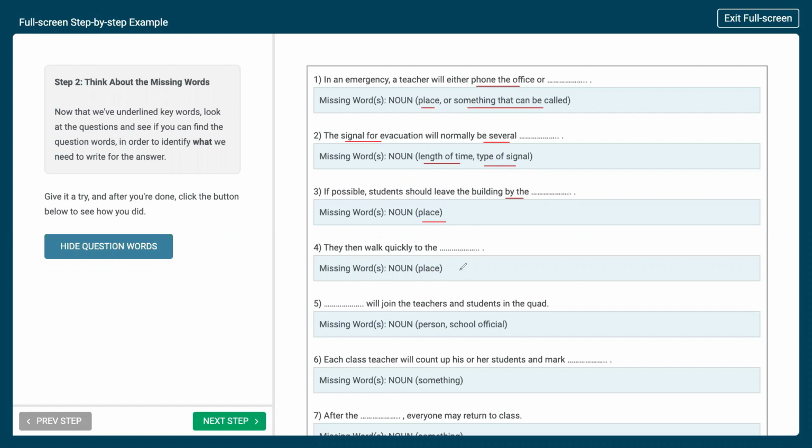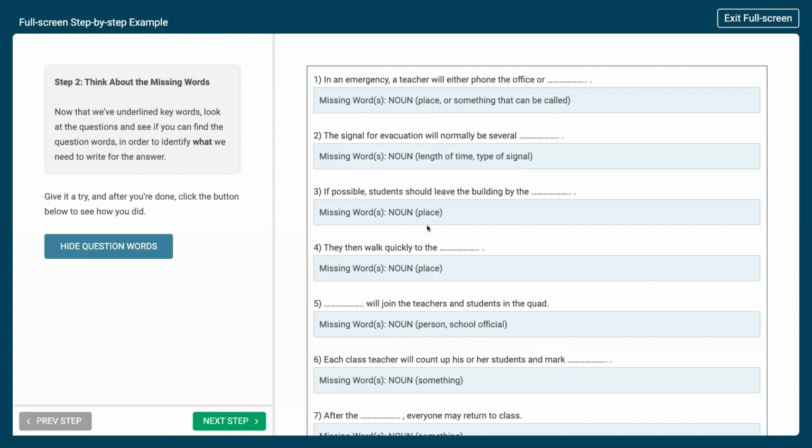Again, number four will also probably be a place, and it'll be important here to not get these two places confused if they are places. This then really makes a difference because we see this comes after students leaving the building, so we have to follow this order. Number five, we most likely have a person because it says someone most likely will join the teachers and the students. So this could be a person, this could perhaps be a school official. Number six is something, so this is quite vague, but this is something that can be marked. So we see that each class teacher will count up students and mark something, okay?